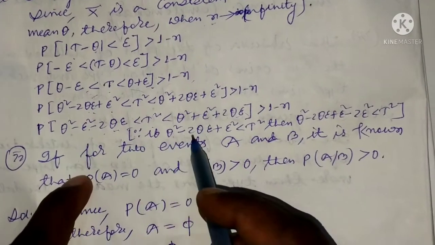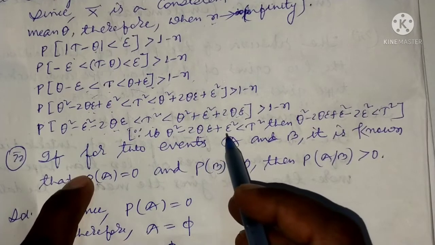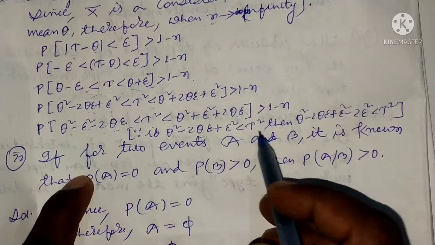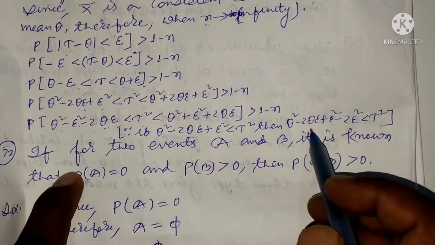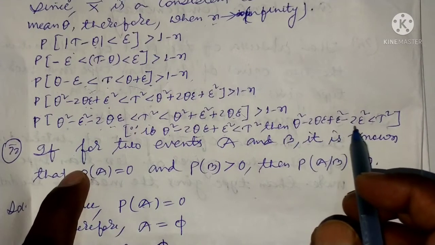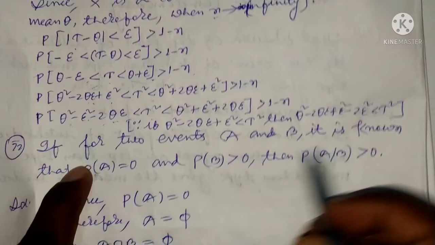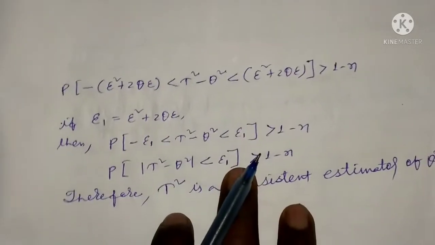Here, since theta square minus 2 theta epsilon plus epsilon square is less than t square, then theta square minus 2 theta epsilon plus epsilon square minus 2 epsilon square is less than t square.